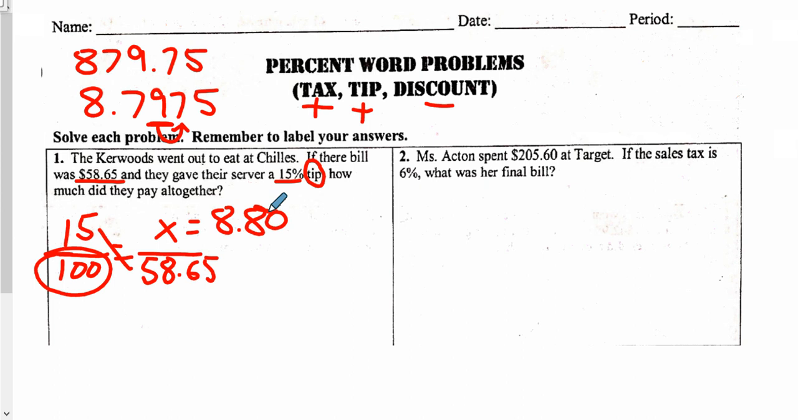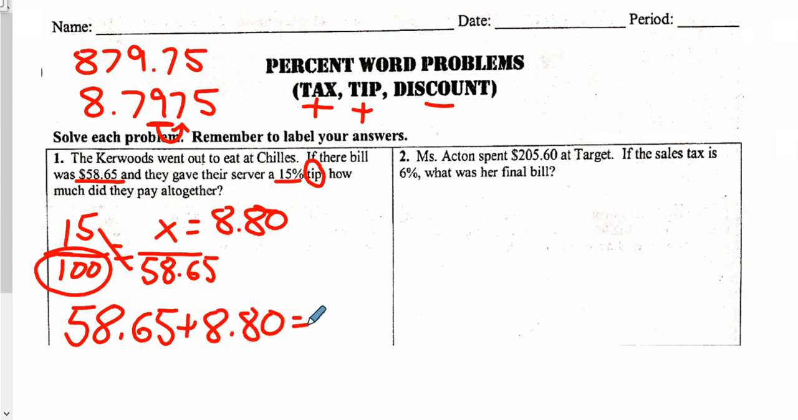That's our tip. But then we're going to have to add that tip back to our original. So it's $58.65 plus our tip of $8.80, and that gives us our total bill, which would be $67.45 once we've added in our tip.